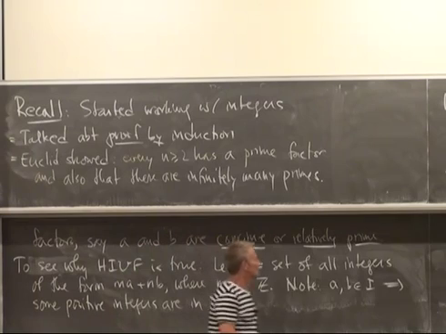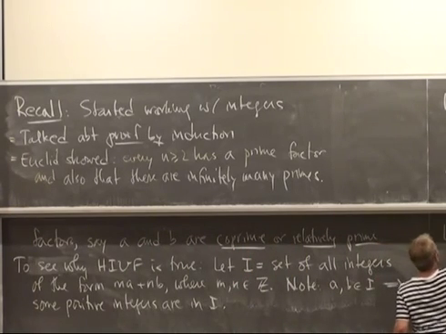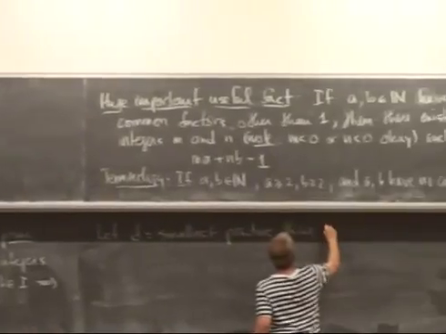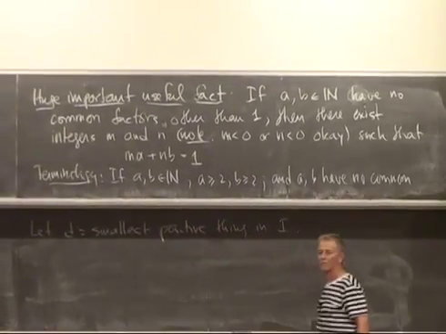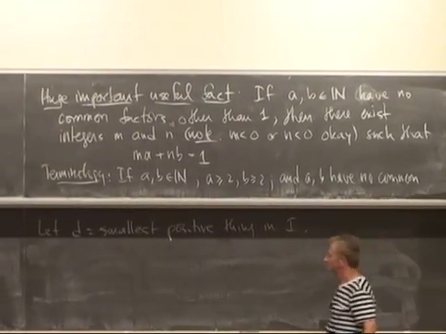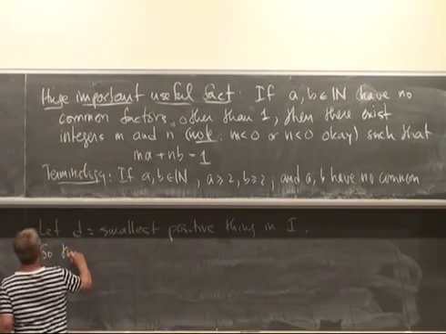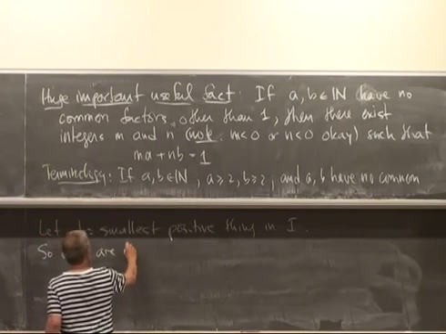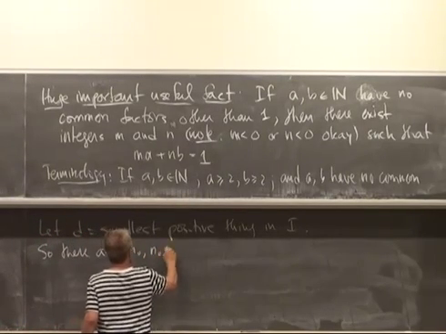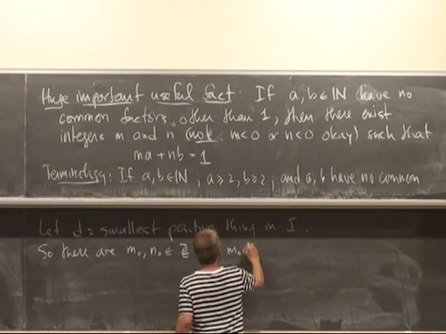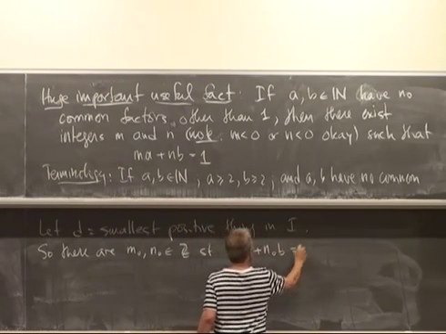Okay, so what I'm going to do is let D be the smallest positive thing in I. Okay? And what that means is there are numbers m0 and n0 in the integers such that m0a plus n0b equals D.